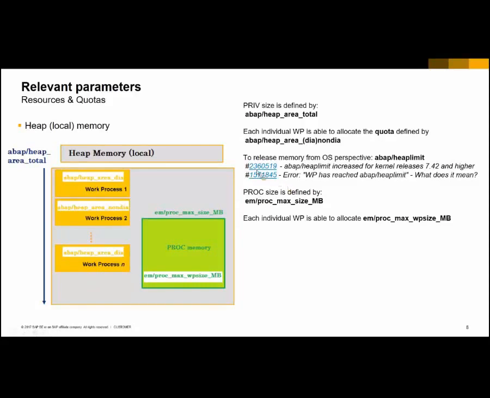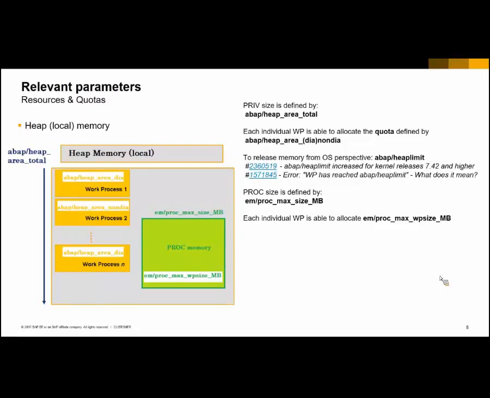As mentioned in this second note, 2360519, as of kernel version 749, the default value of the parameter has been increased to avoid unwanted or frequent non-dialog work process restarting due to this limit. With NetWeaver 740 Support Package 8, a new SAP storage class called proc memory has been introduced to enable global monitoring and control of heap memory consumption over all work processes of an application server.